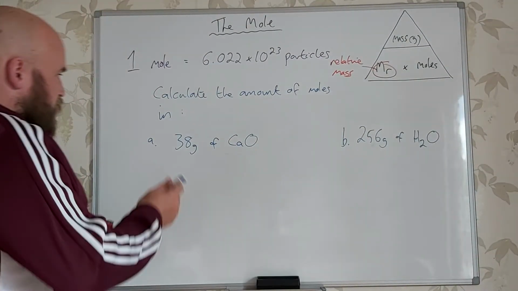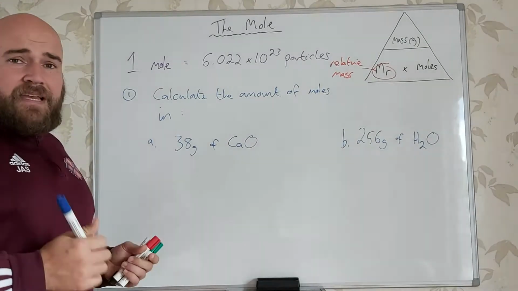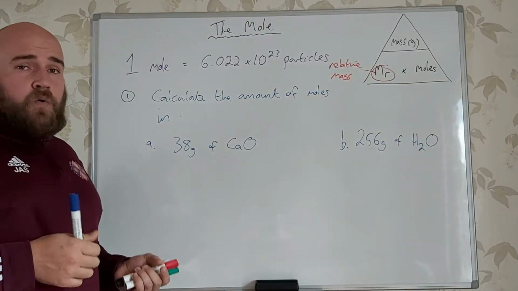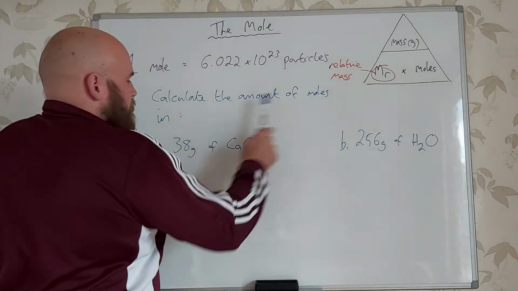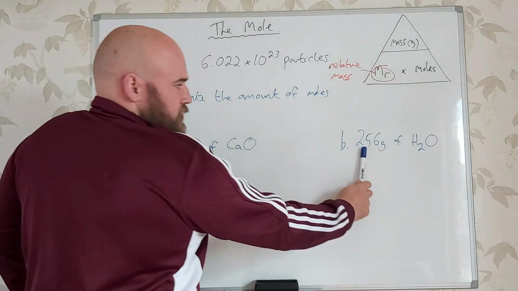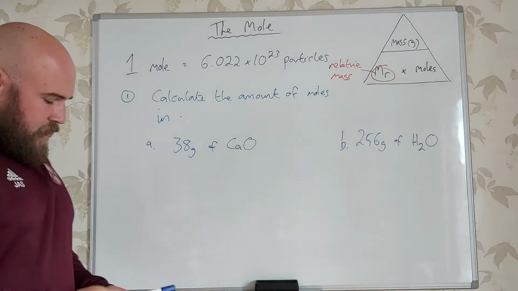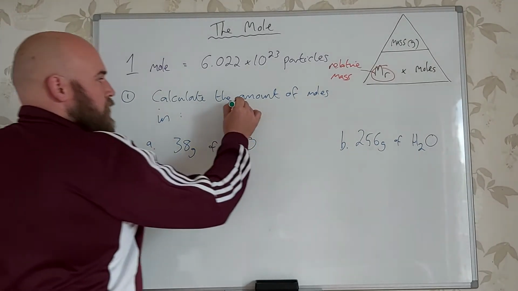Okay guys, so I'm just going to show you first set of sort of calculations you can do with the formula triangle. It's converting mass into moles. All right, so I've got a couple of questions here. It says calculate the amount of moles in 38 grams of calcium oxide and 256 grams of H2O. So what am I trying to figure out in this particular question? It's the amount of moles.